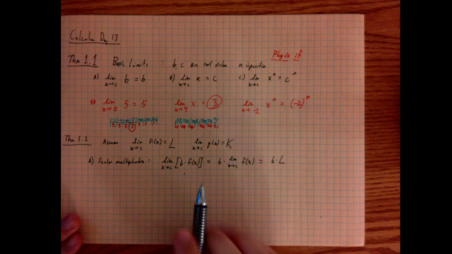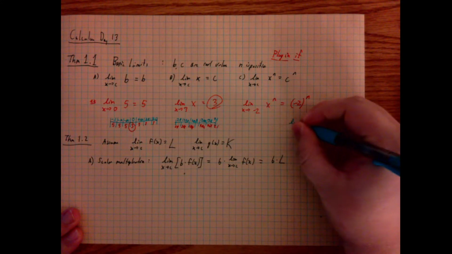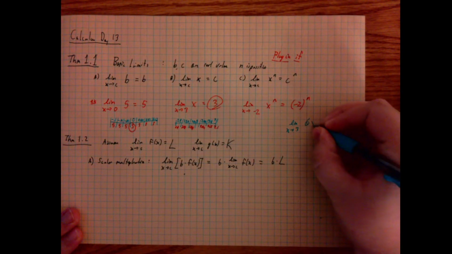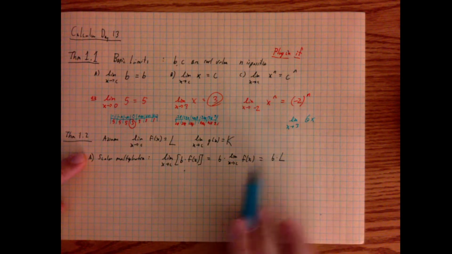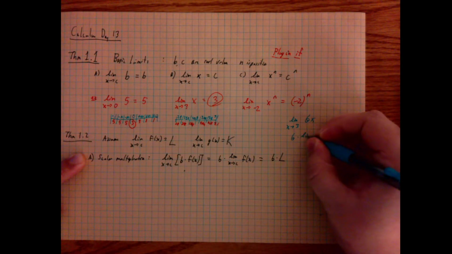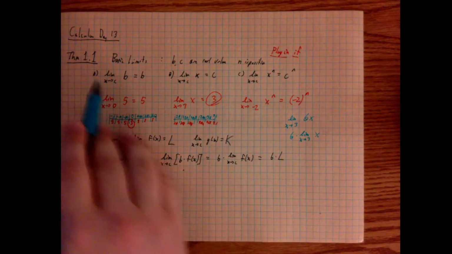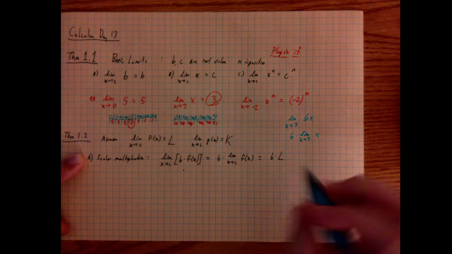In other words, if we have something like, let's say the equation, the limit as x approaches 3 of 6x, we could use the scalar multiplication to bring the 6 to the outside, and then use theorem 1.1, the second part of it, to plug in.